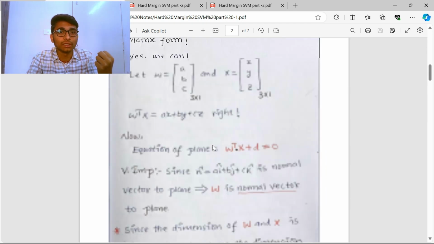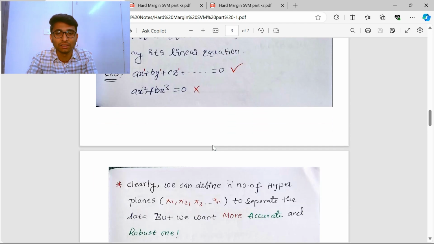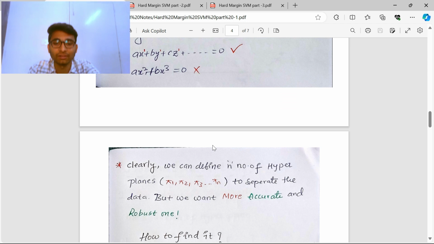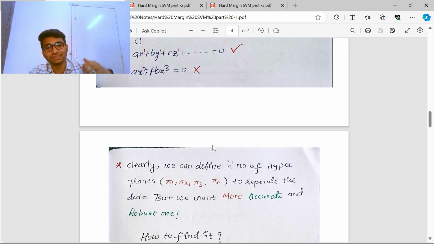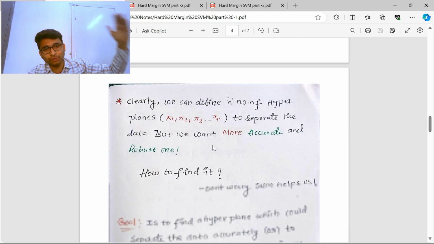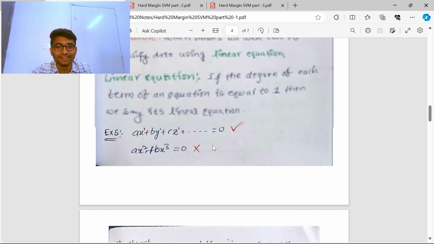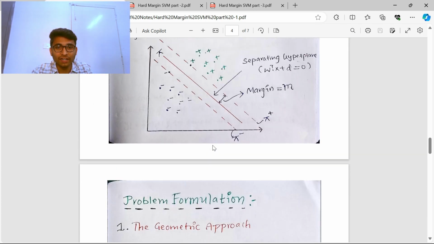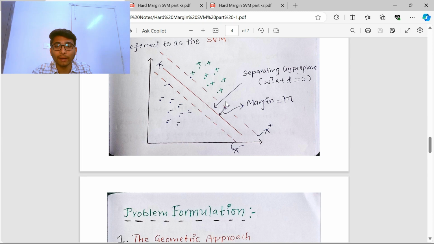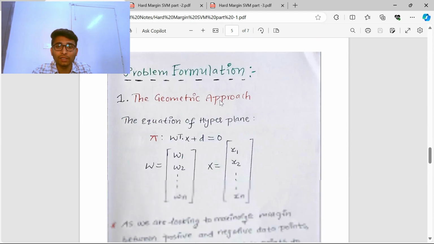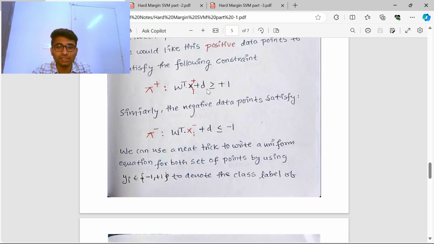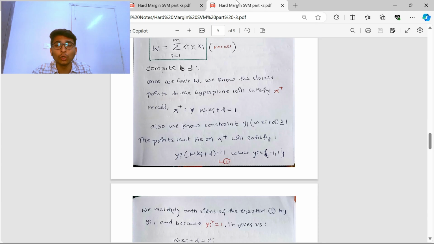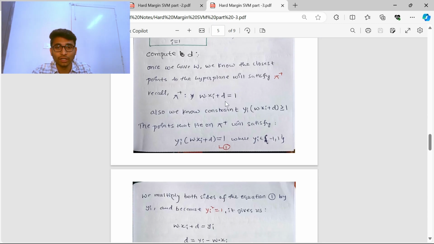Let me show you the pi plus. See the equation, the first part. Guys, watch the videos in the series: watch part 1, part 2, then come to this video. See, this is our pi plus. The points lying on pi plus will satisfy the equation, and this equation will be equal to 1: W transpose xi plus d equal to 1, right? That is what I wrote. And also we know the constraint.